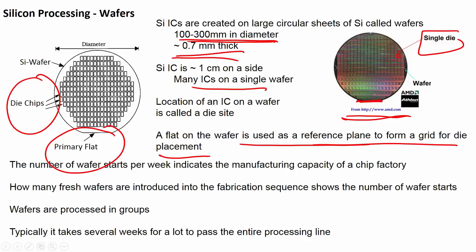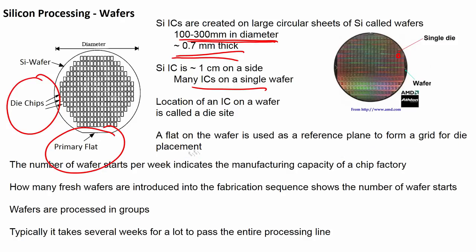This flat is used, if this is a primary flat, as a reference plane to form the grid for die placement. These are grids. There are so many dies, and this is a single die on which, if you magnify it, you will see the whole device, all or many devices in one.